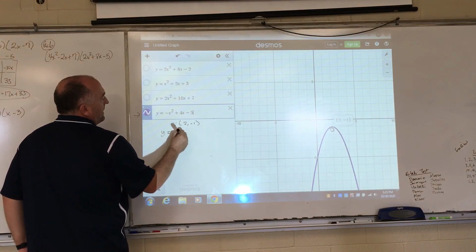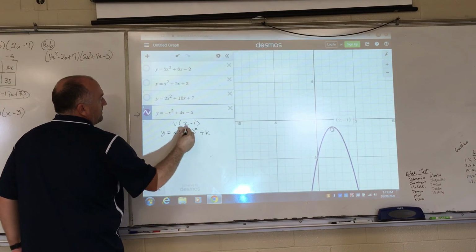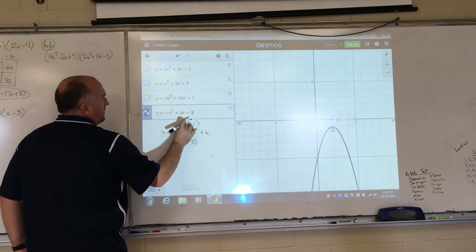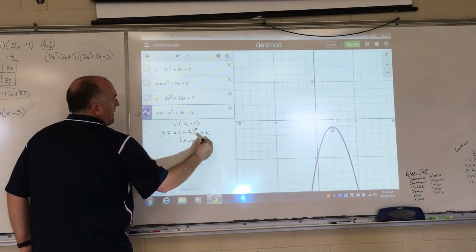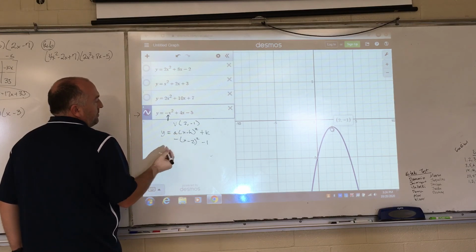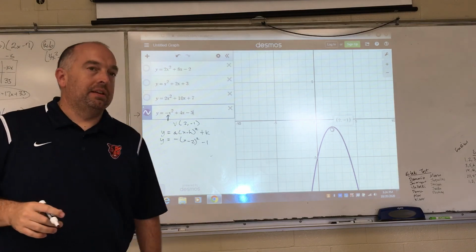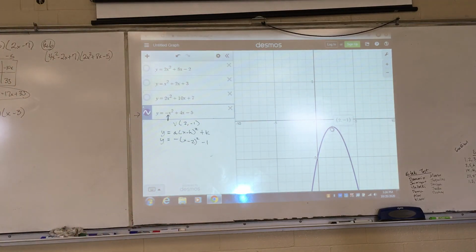So y equals a(x minus h) squared plus k. I'm gonna write x minus 2 squared minus 1. Then my a is what's in front of the biggest thing, which is a negative. You can put negative 1. So my answer is y equals negative parentheses x minus 2 close parentheses squared minus 1. And again, how do you check yourself? Put the original equation and put your answer, and they should be the same graph. All right, that was section 4.2, which was pretty easy.